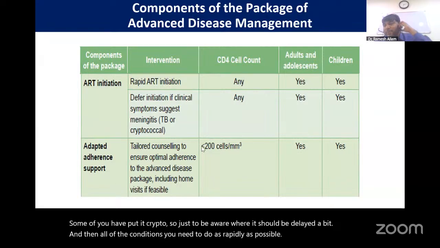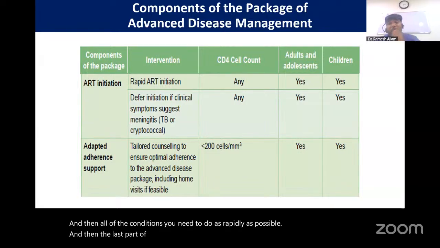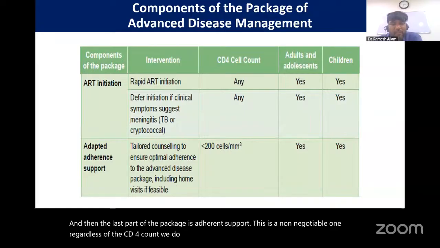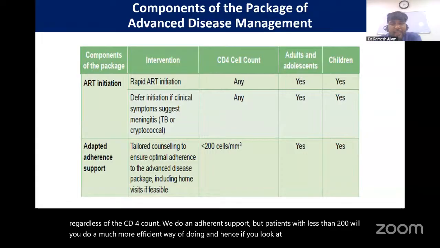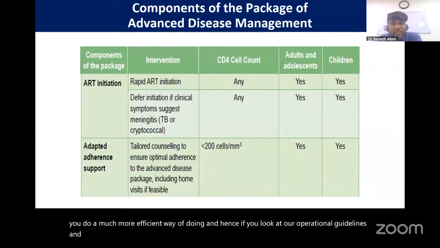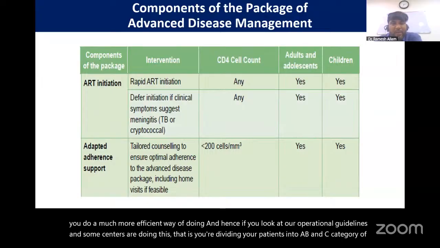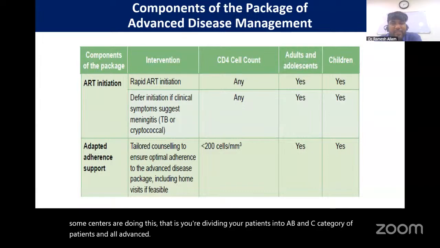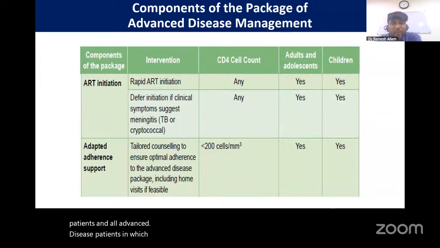And then the last part of the package is adherence support. This is a non-negotiable one. Regardless of the CD4 count, we do adherence support, but for patients with less than 200, we do it in a much more intensive way. Hence, if you look at our operational guidelines, and some centers are doing this, you divide your patients into A, B, and C category of patients. And all advanced HIV disease patients, in which category do they fall?